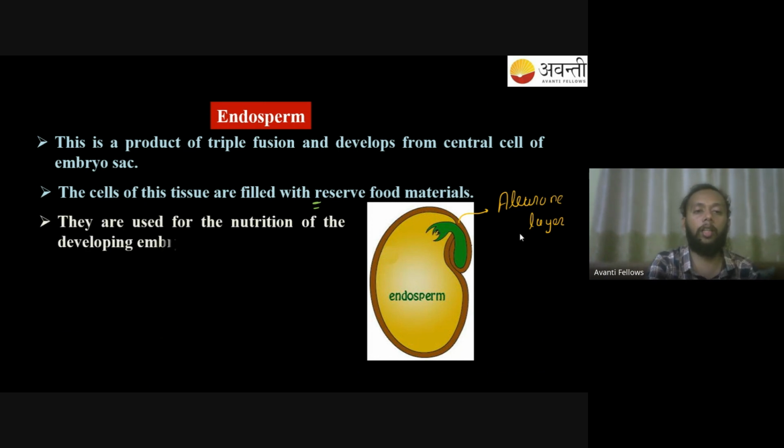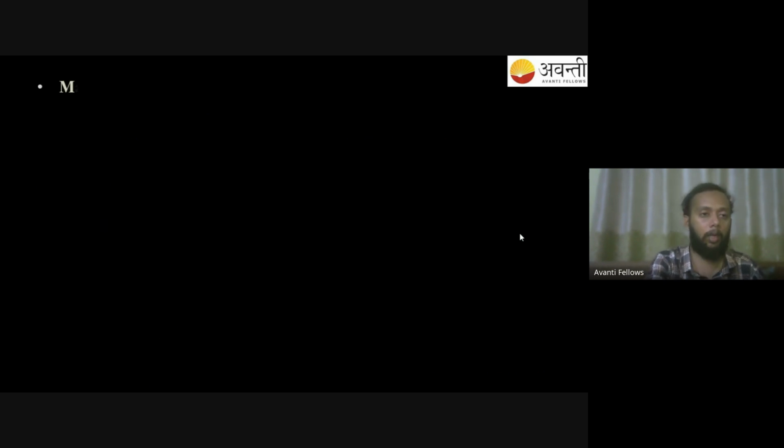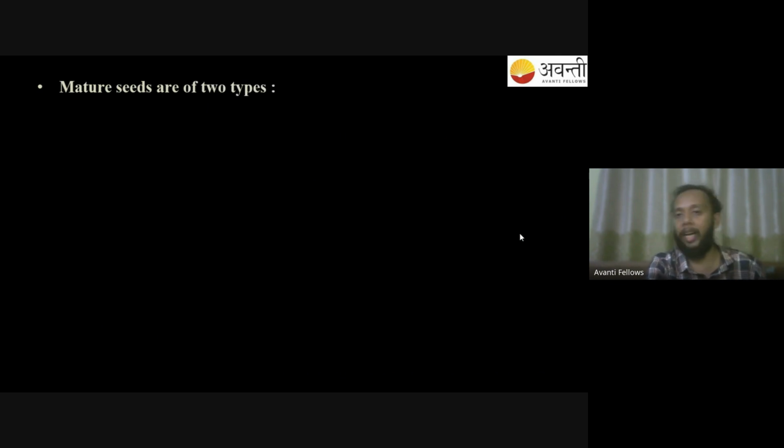They are used for the nutrients of the developing embryo. So basically, the nourishment जो आपको मिलता है ना यहाँ पे embryo को, that has been coming from the endosperm. Okay. Now you know the basic idea about the endosperm. Now, mature seeds are of two types. Mature seeds आपके यहाँ पे होते हैं दो type के.